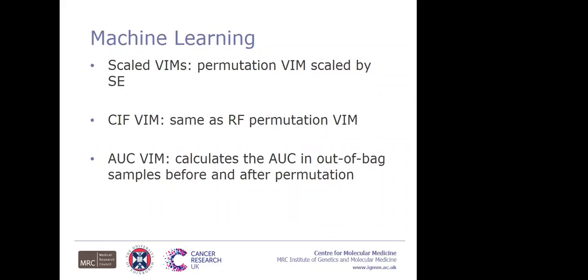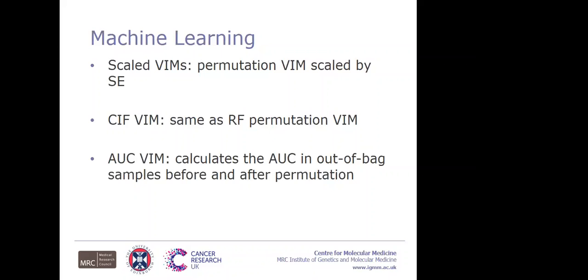Okay, so the scaled VIMs are just a permutation-based variable importance measure that's been scaled by an empirical estimate of the standard error, and there are two different definitions of this. But these tend to not be used as much because obviously if you have a large number of trees, the standard error is going to be smaller than if you have a small number of trees. So the number of trees confounds this scaling. So they don't tend to be used, but we included them for just thoroughness.